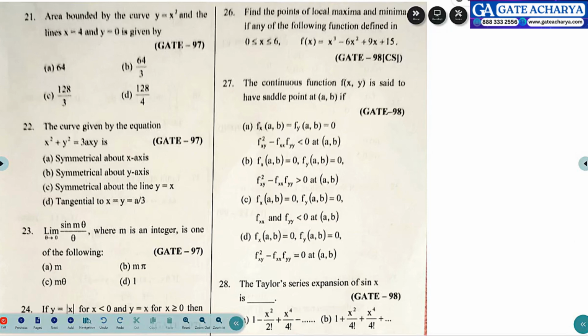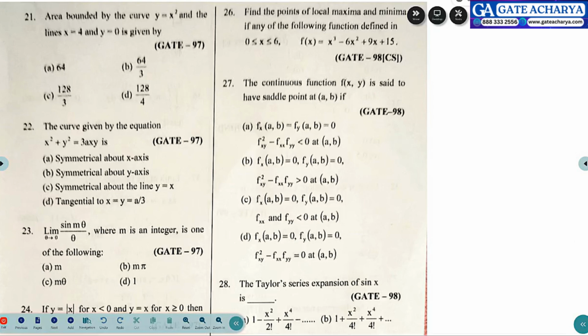What is f square suffix x comma y? That is s square, right? f suffix xy is dou square f by dou x dou y. Let me repeat. f suffix x comma y means the function dou square u by dou x dou y. What is that function? S square. f suffix xx means dou square u by dou x square. f suffix yy means dou square u by dou y square.